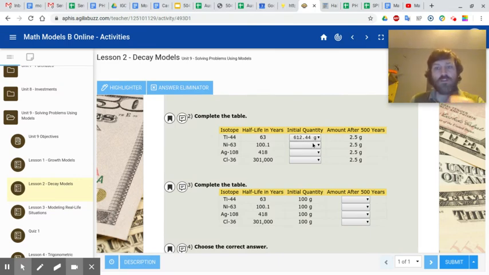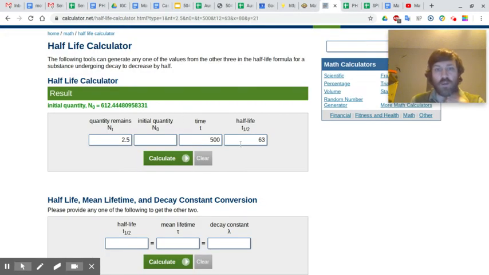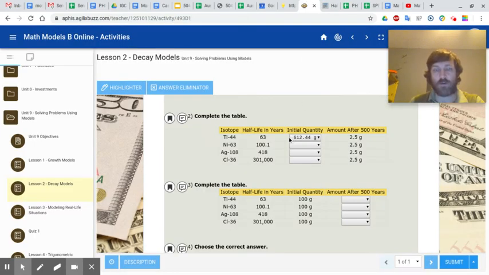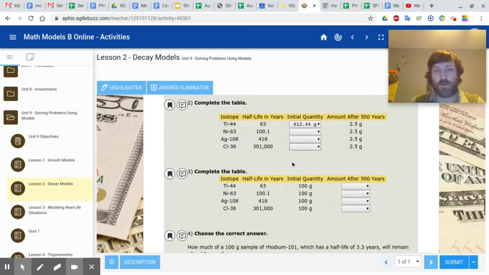So then all you have to do for each problem after that is just change the half-life time, because everything else about this problem is the same. So I'm just going to go here and do 100.1, I believe it was. Yeah. And calculate. And again, it automatically spits out the initial quantity. So this is very easy using this calculator. So I'll let you finish those on your own.